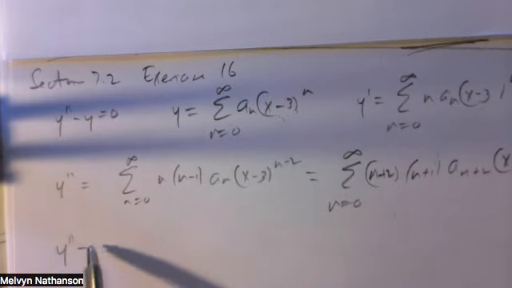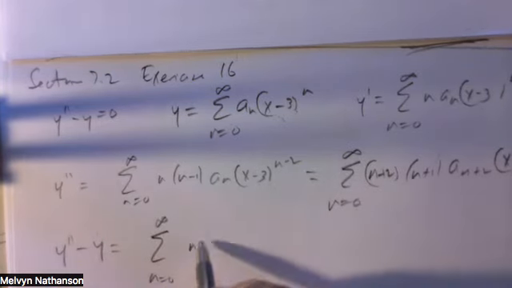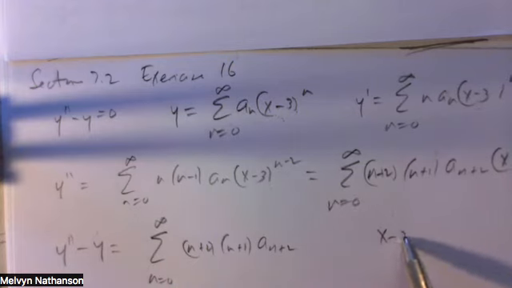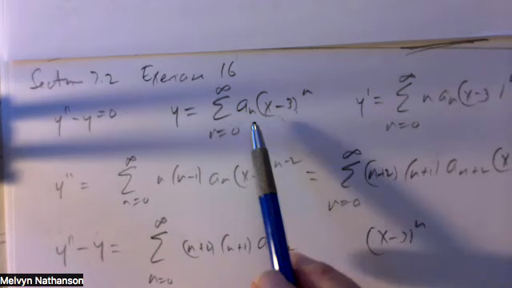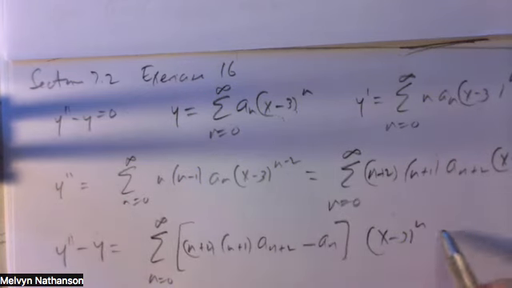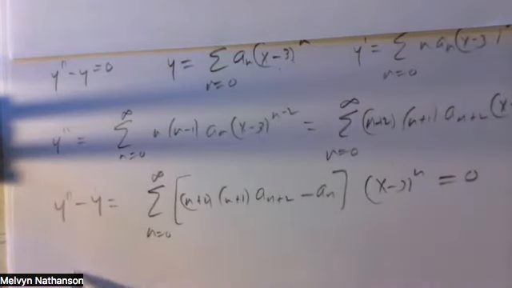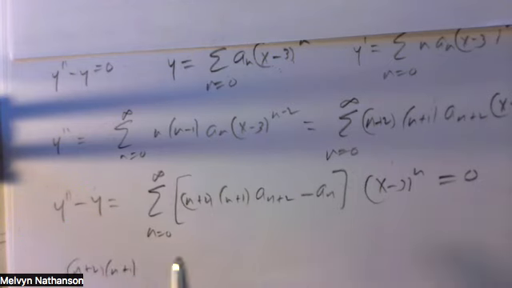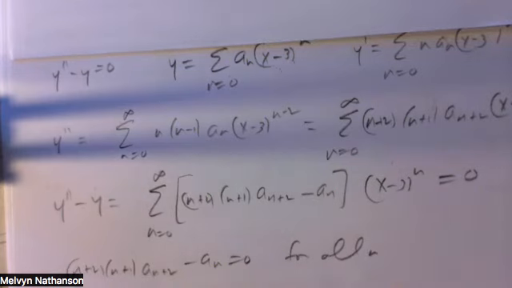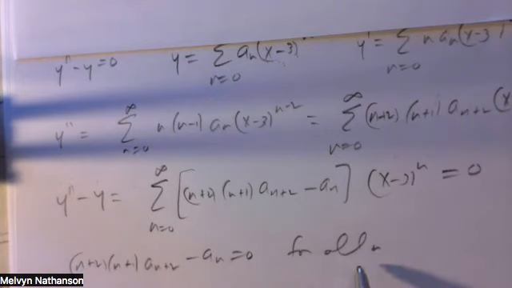So y'' - y: here's y'', summation n goes from 0 to infinity, (n+2)(n+1) a_{n+2} (x - 3)^n, minus y, so I'm subtracting for each term a_n (x - 3)^n. And that has to equal 0. Which means (n+2)(n+1) a_{n+2} - a_n = 0 for all n. So this is a recursion that I can solve, and you get different sequences for even and odd numbers n.